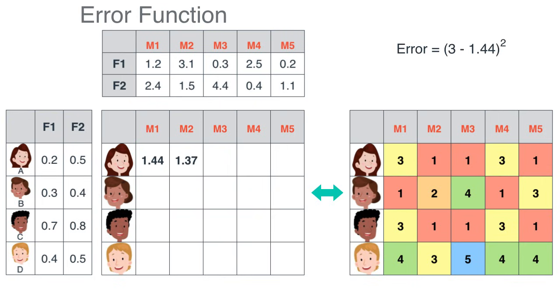And then we move on to the second entry, and we do the same thing. We take the square of the difference, 1.37 minus 1, or 1 minus 1.37 squared, and then we move on to the third entry, and so on and so forth. And so the error is simply going to be the sum of the squares of the differences of each pair of entries in the matrix, each corresponding pair of entries. And now there's an error.